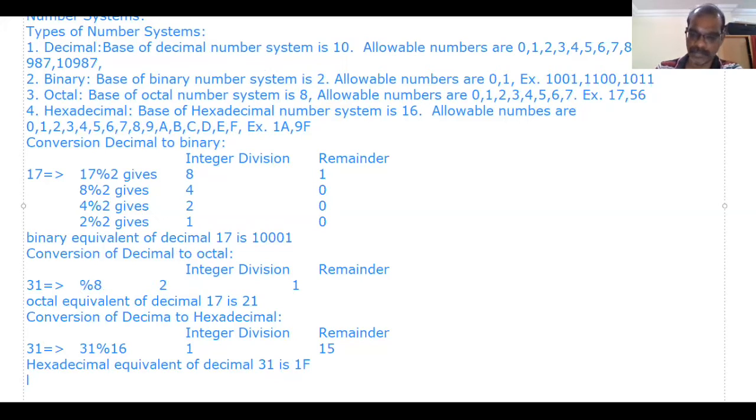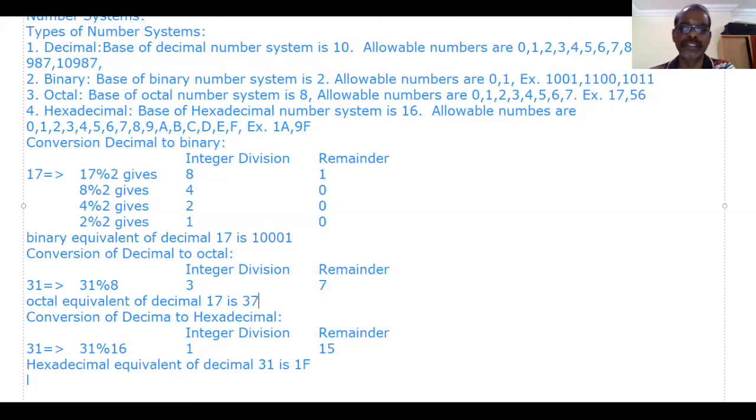Similarly, what about octal for 31? 31 divided by 8: 3 eights are 24, so it becomes 3, and the remainder will be 7. So here it should be 37. Okay. Now we have learned how to convert one decimal number into binary, decimal to octal, and decimal to hexadecimal.